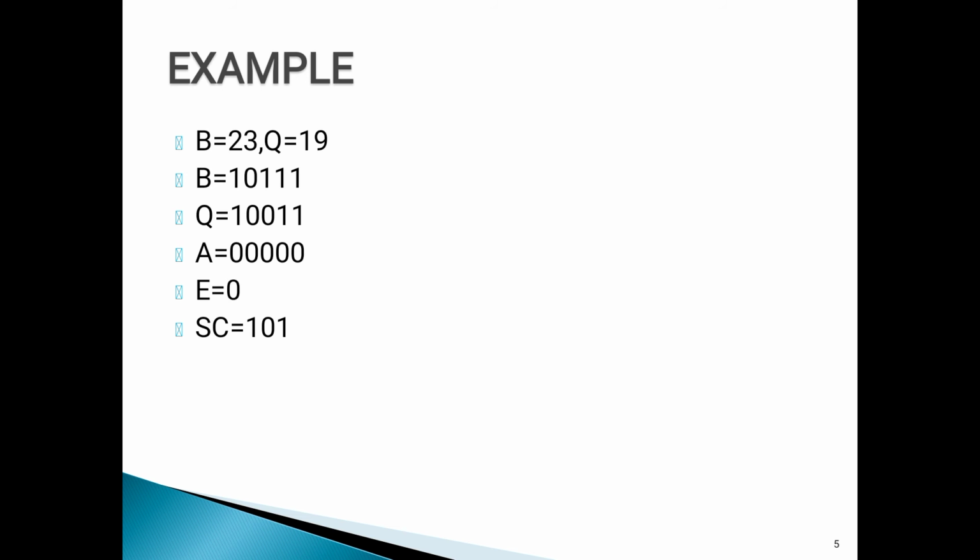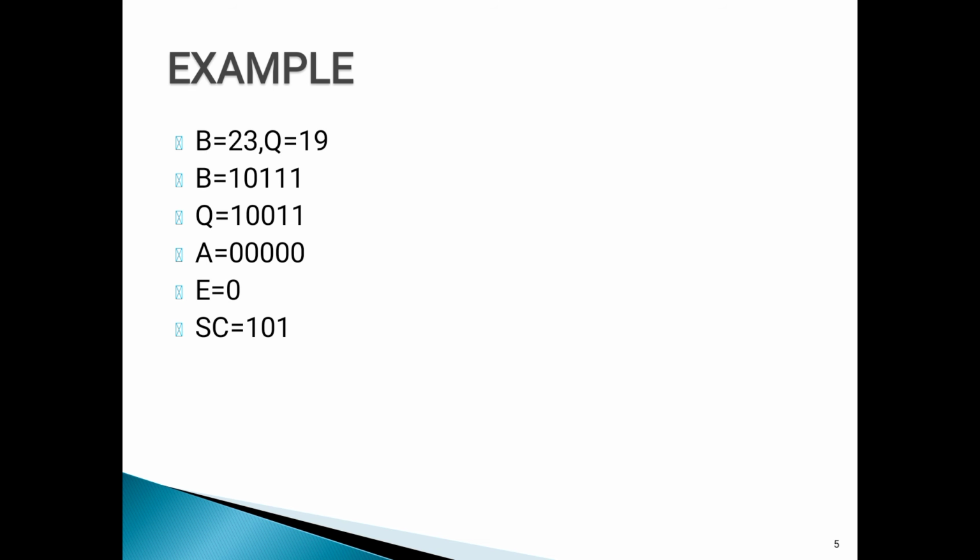Initially we take the A register as 5 zeros, and we take E as 0, and write the sequence counter, that is 101. So how to write the sequence counter? It is the number of bits in the multiplier. How many bits are in the multiplier? There are 5 bits. Write the binary number for 5. So that is the sequence counter.